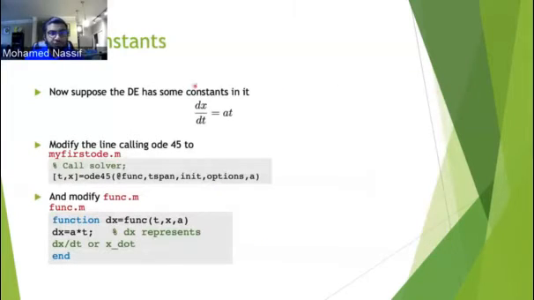So what do you do when you have constants? Suppose the differential equation we looked at, dx over dt, instead of just t, it has at. Now, the only thing you'll change is in my first ODE.m, you will call the solver, and then after options, you'll put in a, and you'll just define a is equal to 5 or 6, whatever you want to define. And then you'll modify func.m to have an additional input, a, and dx equal at.